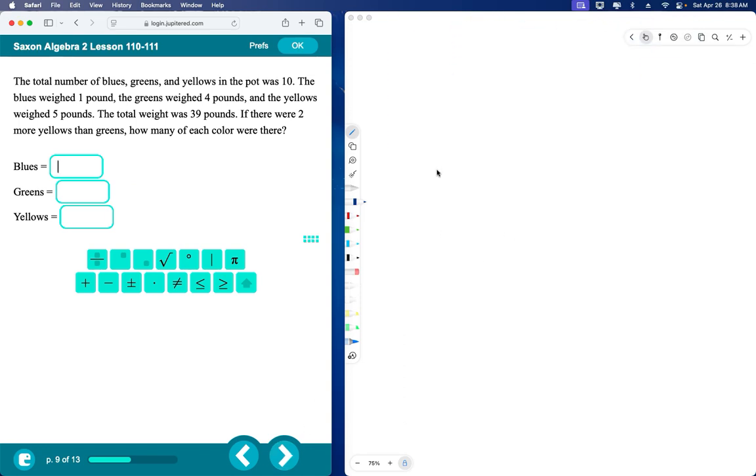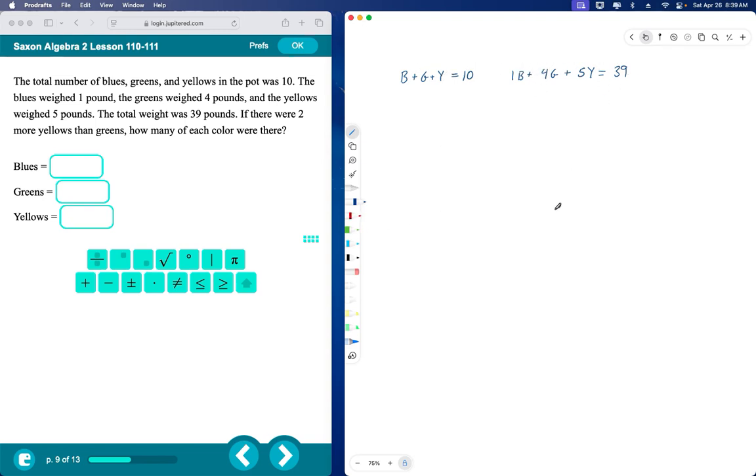Okay. The total number of blues, greens, and yellows in the pot was 10. So we have the number of blues, greens, and yellows was 10. The blues weighed 1 pound and the greens weighed 4 pounds. So we have 1 times the blues plus 4 times the greens plus the yellows weighed 5 pounds. 5 times the yellows equals 39 pounds.